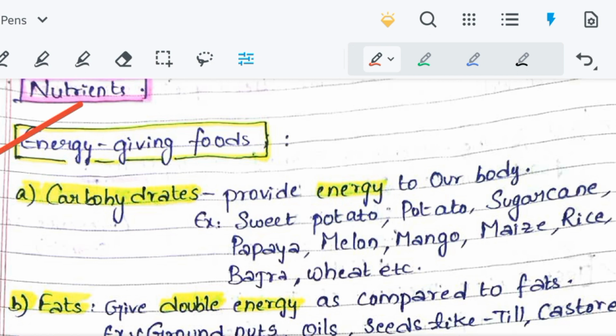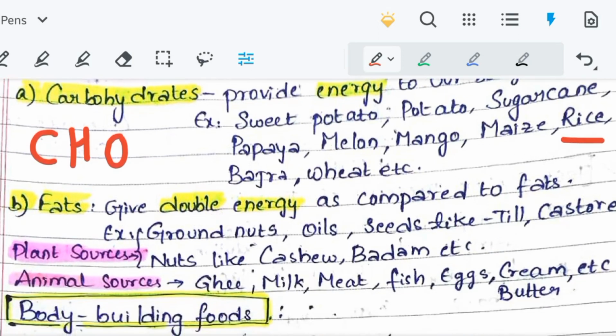First, let's talk about the energy-giving foods, the carbohydrates and fats. Carbohydrates are actually the hydrates of carbon, meaning they contain carbon, hydrogen, and oxygen. They provide instant energy to our body and are obtained from whole grains like rice, bajra, wheat, maize, etc. And also we obtain them from staple foods, sweet potato, sugarcane, and fruits like papaya, melon, mango, etc.